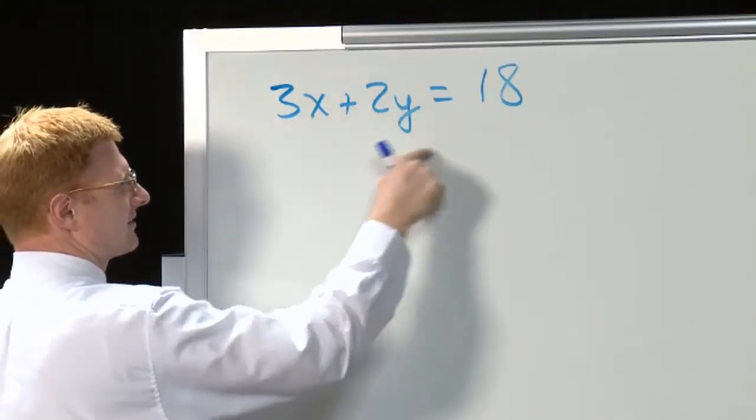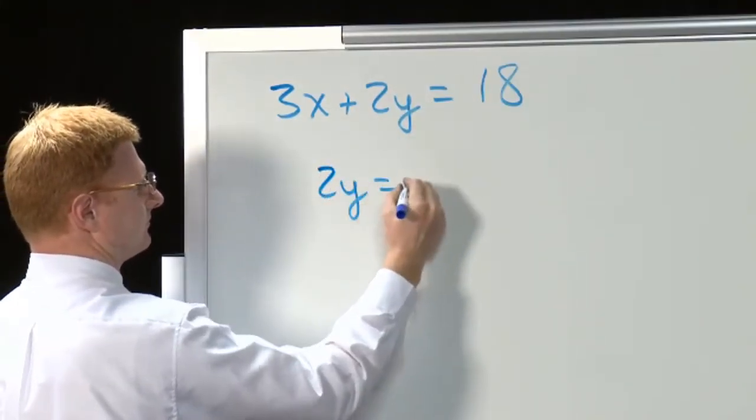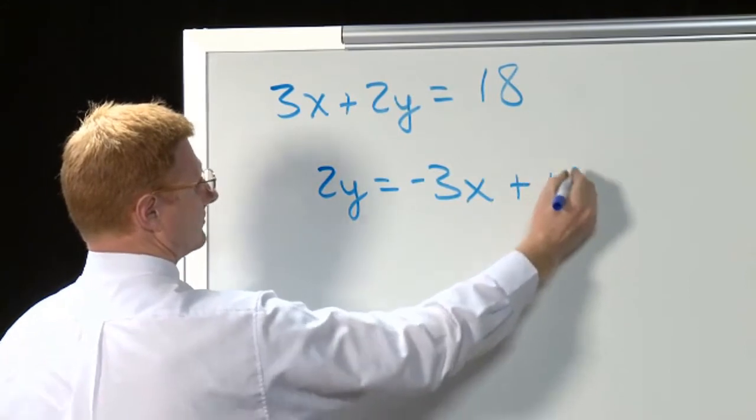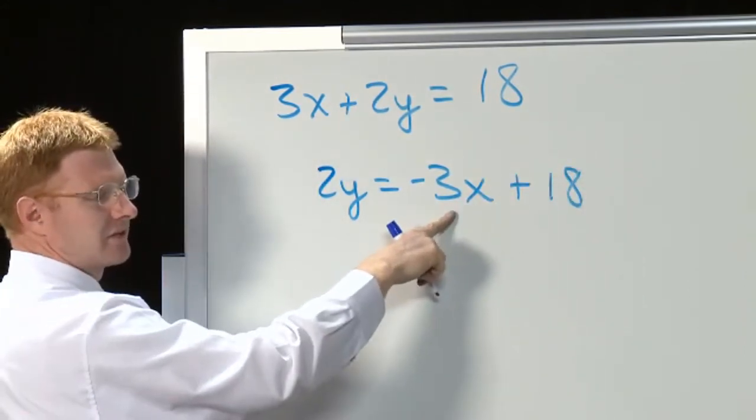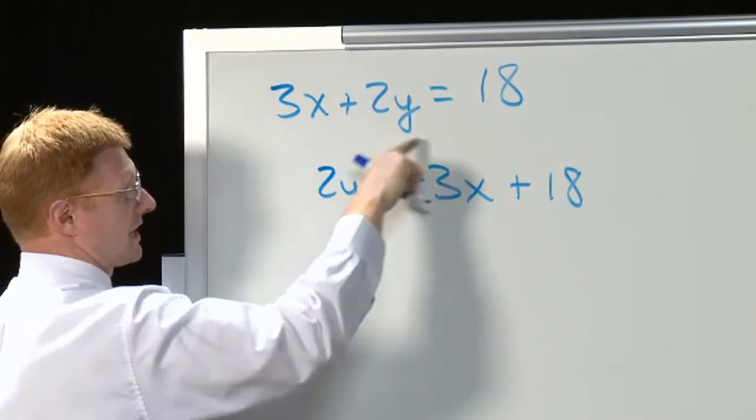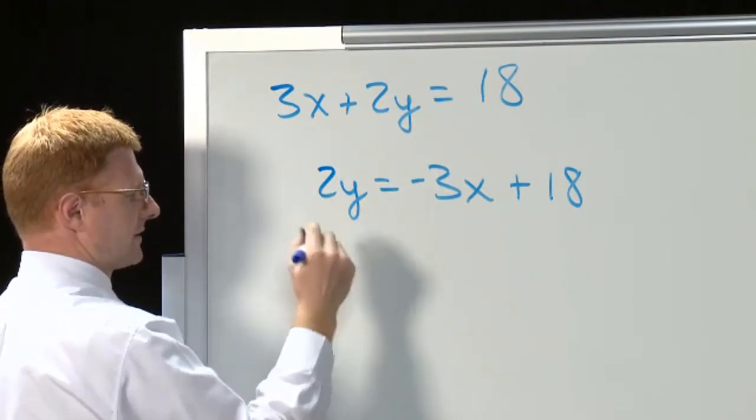So if I subtract the 3x over, why do we write the -3x first? I don't know. We just subtracted the 3x over, then we divide by 2.